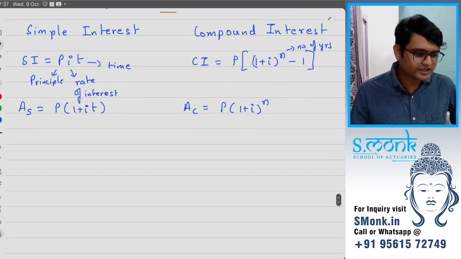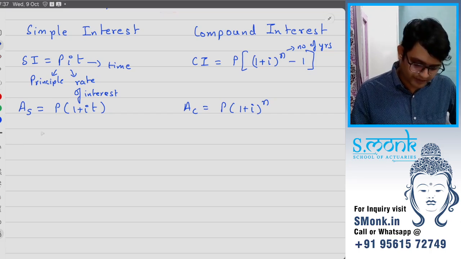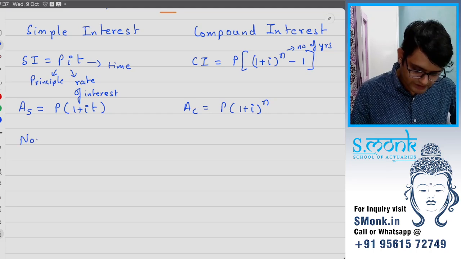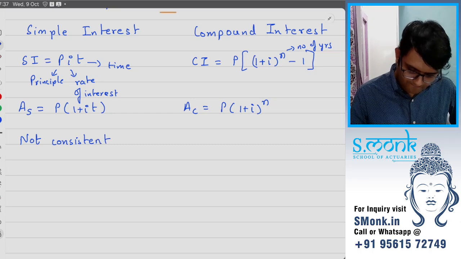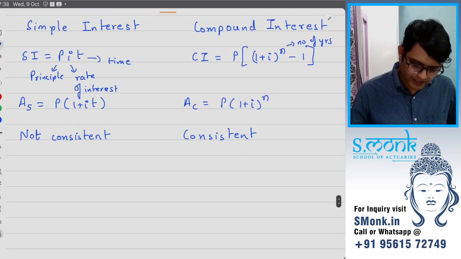Now see, simple interest was created initially, but simple interest is not consistent. Compound interest is consistent. Now, what does that mean? What does consistent mean? So basically, I'll give you an example.